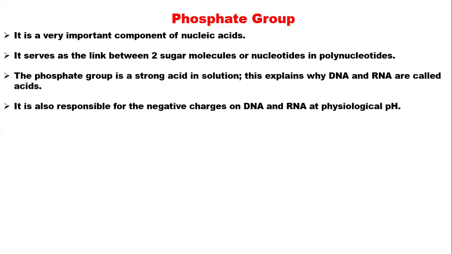Later, in a subsequent slide, we will see how this phosphate group is used to link sugar molecules. The phosphate group is a strong acid in solution. This explains why DNA and RNA are called what? Acids. It's a strong acid in solution, so that is why DNA and RNA are called acids. It is responsible for the negative charges found in DNA and RNA at physiological pH.